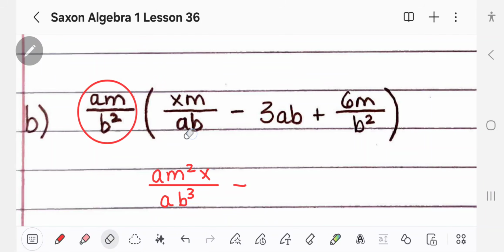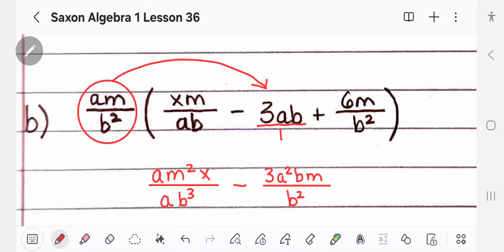Minus. Now I'm going to do the factor on the outside times this second term. Now it's not a fraction, so let's put it over 1 to make it a fraction. And we have AM times 3AB. Well, we'll still have the 3, and the A times the A will be A squared. And then we'll have the B, and then we'll have the M. B squared times 1 is B squared. Do you see something that'll simplify?